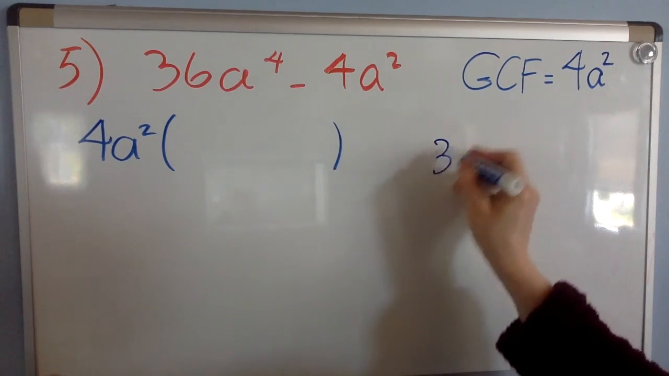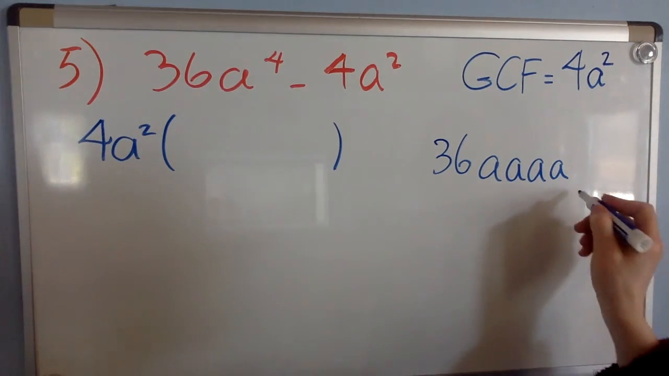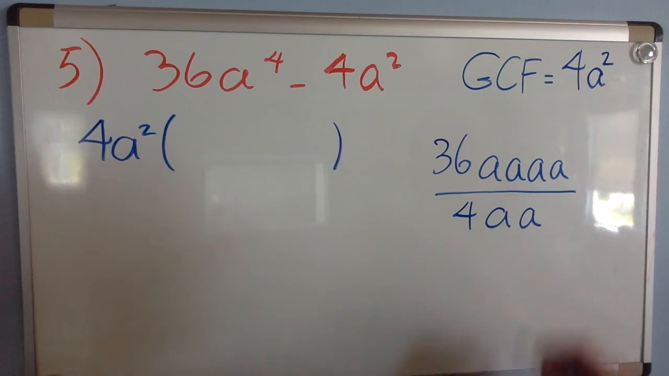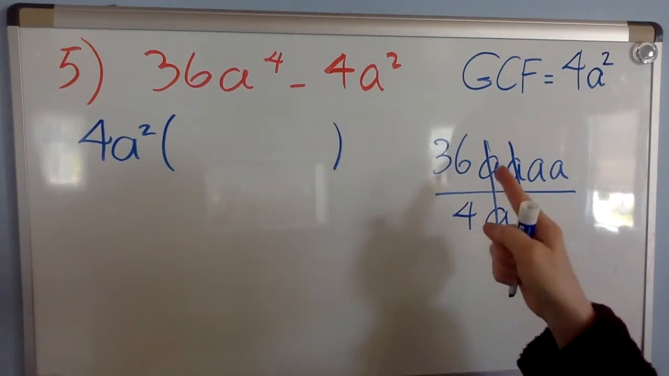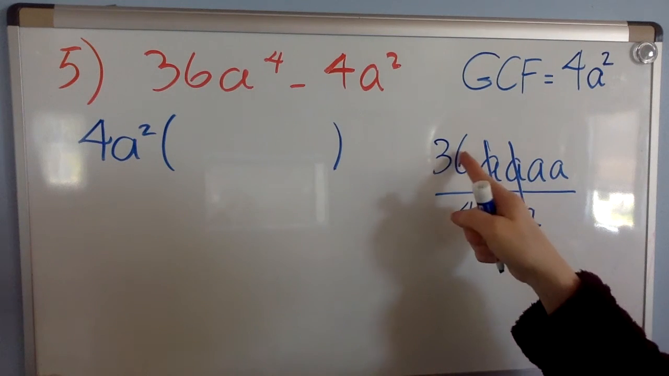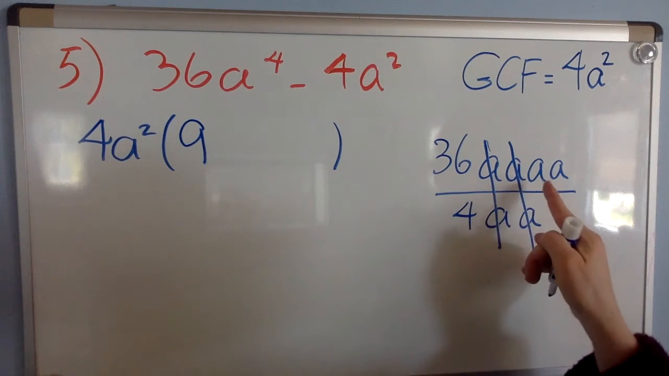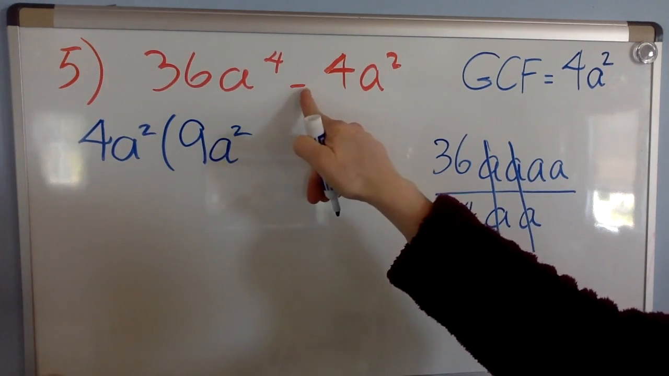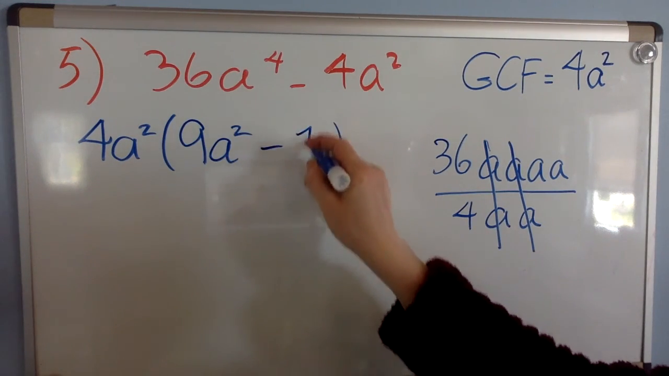So let's divide 36a to the 4th. That's what a to the 4th means. Let's divide it by 4a squared. And a over a is just 1. So these sets of a over a cancel, and I'm left with 36a times a over 4. But 36 over 4 is just 9. So I'll end up with 9 times a, or 9a squared. And negative 4a squared divided by positive 4a squared is just going to be negative 1.